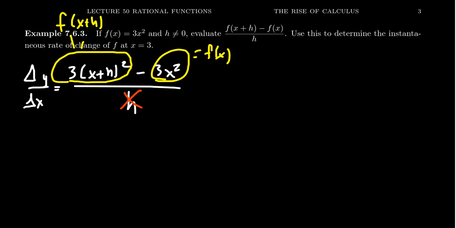Because h is not allowed to be zero in the current form. If we could cancel out the h, then we could say, oh, h can equal zero now. Let's see what happens in that situation. Now to do that, to get rid of the h, we have to basically expand and combine like terms in the numerator.